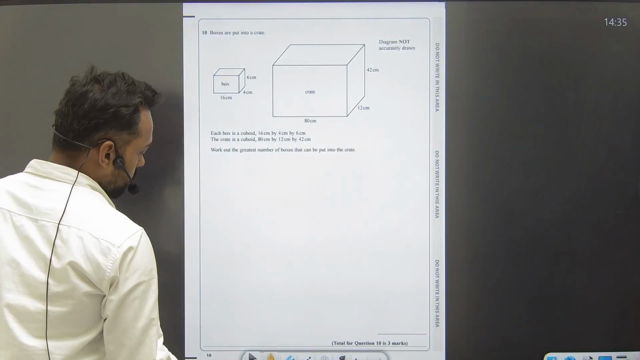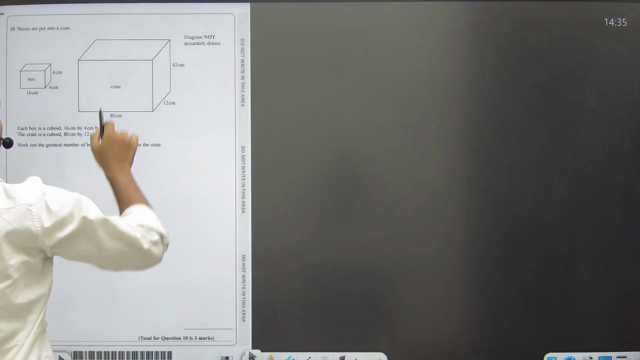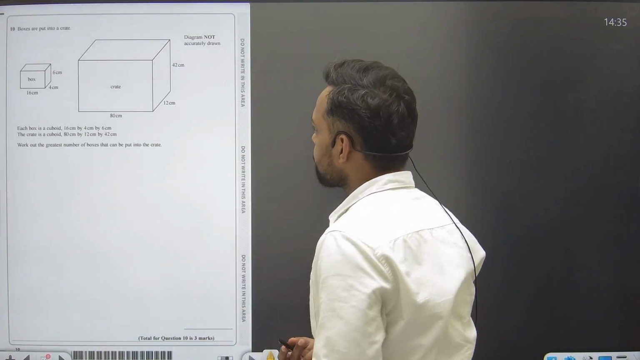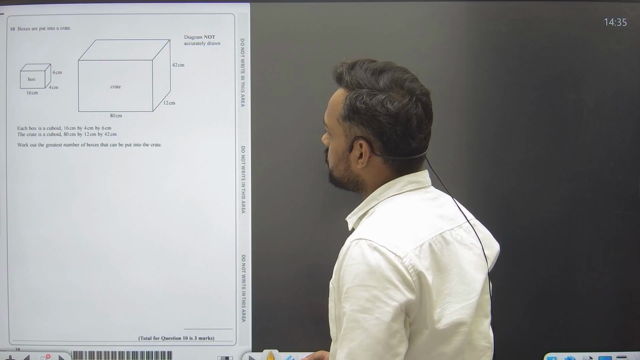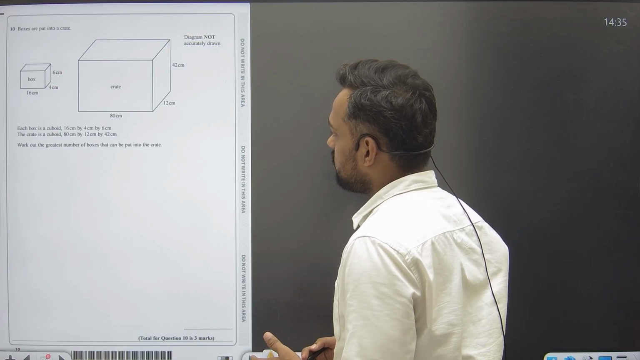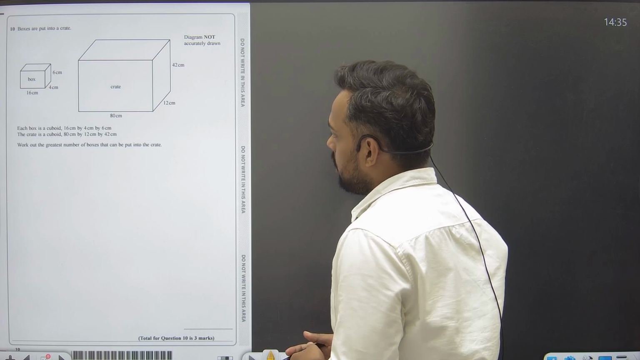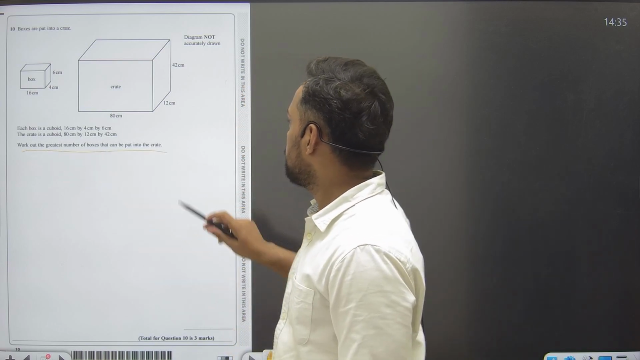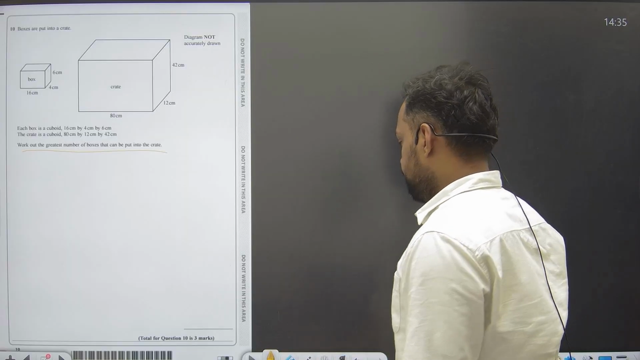Now the next question is, boxes are put into a crate. Each box is a cuboid, 16 centimeter by 4 centimeter by 6 centimeter. The crate is a cuboid. Work out the greatest number of boxes that can be put in a crate.